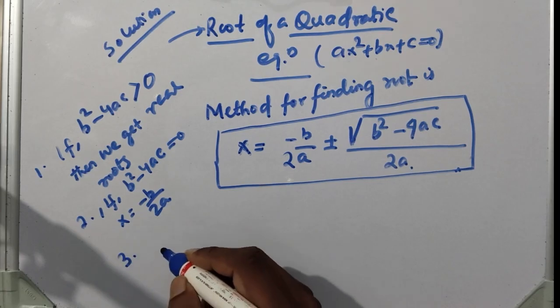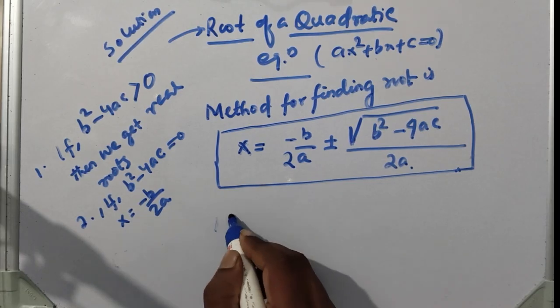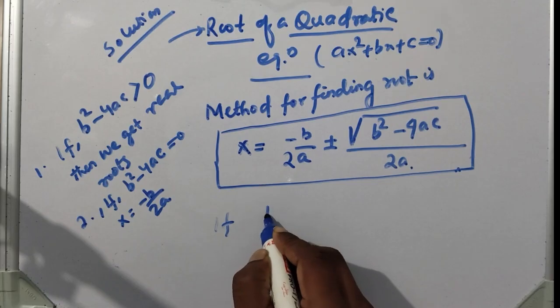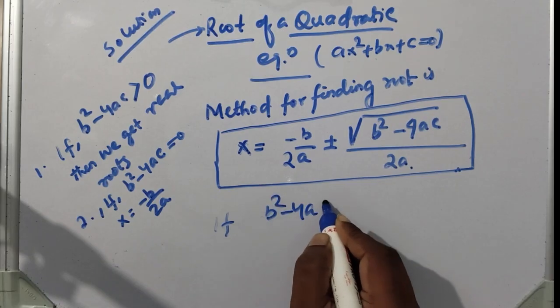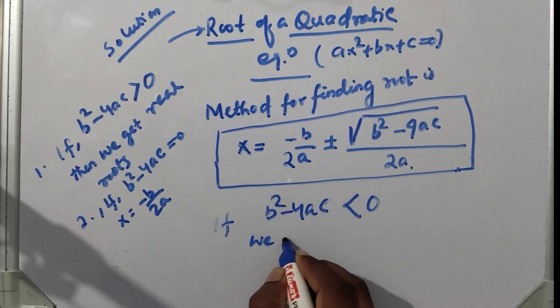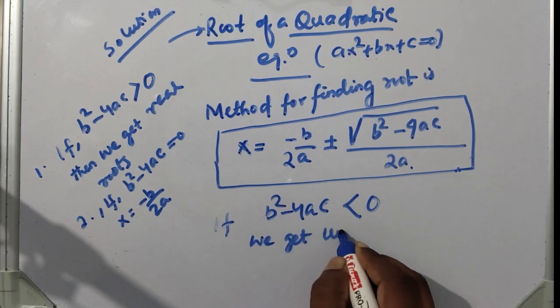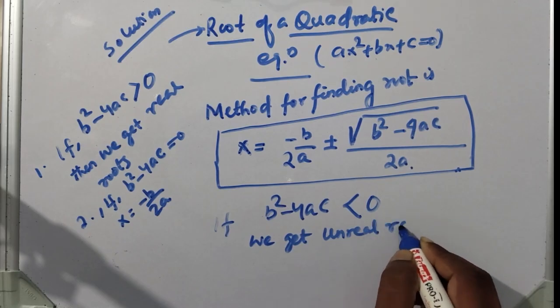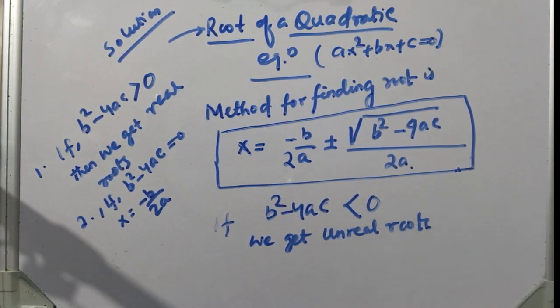But if b square minus 4ac is less than 0, we get unreal roots.